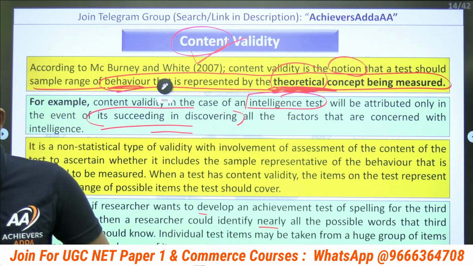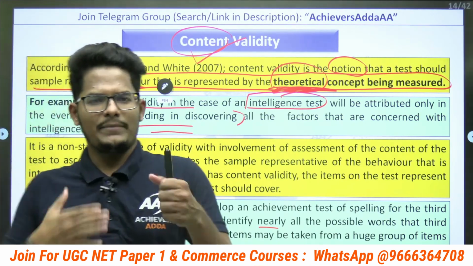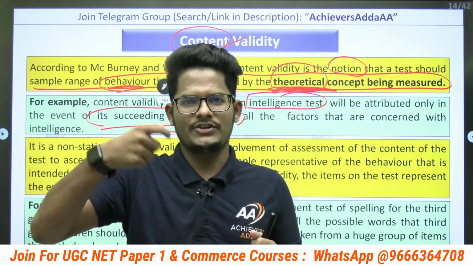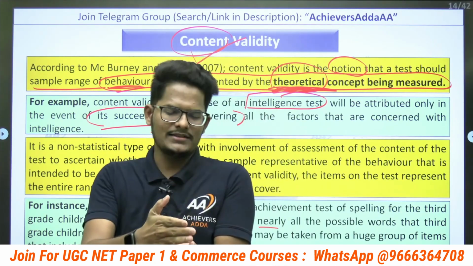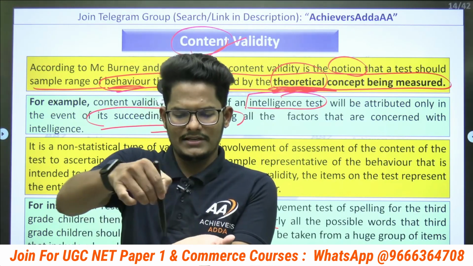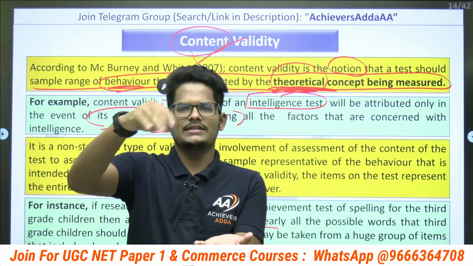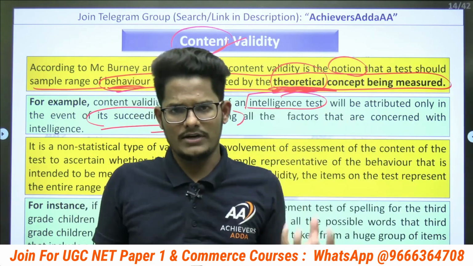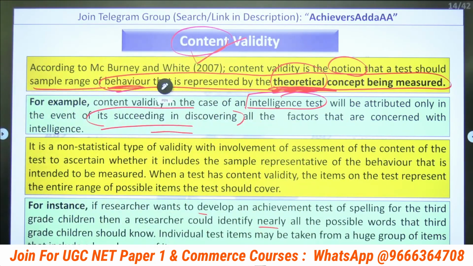Content validity. A simple second example: being a teacher, I wanted to check my students' spelling achievement, how many spellings they are able to tell correctly. So for a third class student, within his memory capacity, I should identify all the words that a third grade student should be able to know. I will collect all those words and take a test upon that only. That comes under content validity.